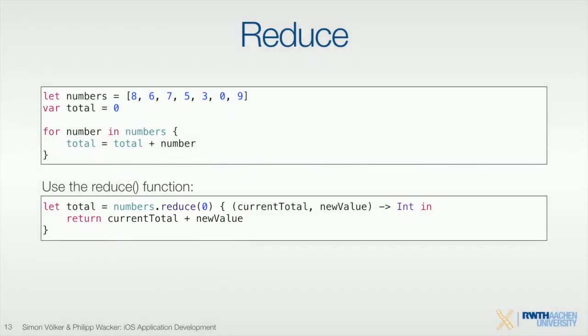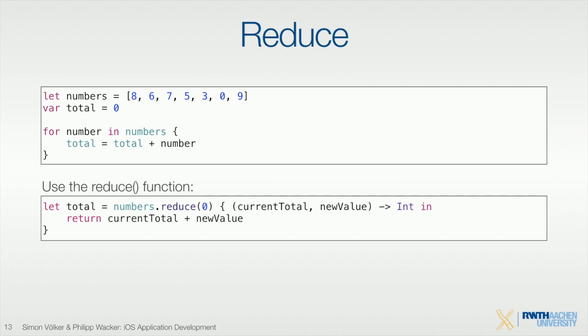So for the initial run, the current total would be 0 and the new value would be 8. So I just add them up, and in the next iteration, the current total is 8 and the new value is 6, and I would just add them up and repeat that over and over until every element of the original array has been used, and then the total is the sum of everything that we have here.